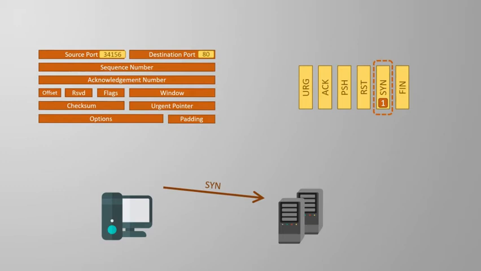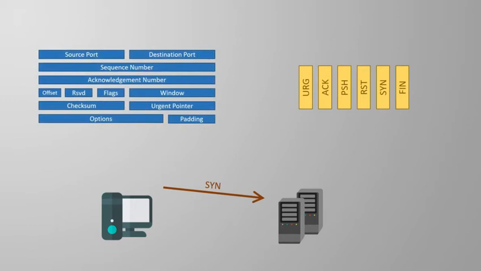The initial sequence number, or ISN, is also set. This helps both devices keep track of which order the segments should be processed in. This usually starts as a randomized value. I won't get into detail about this, but that's usually done for security. A window value is also set, but you can ignore that for now, as we'll cover that in detail in the next video.